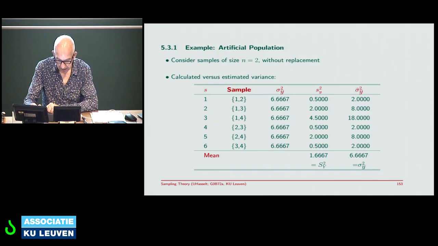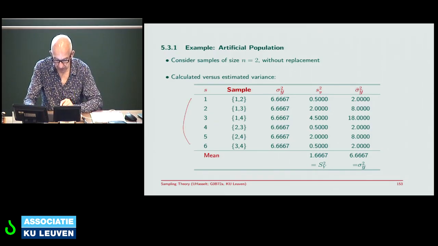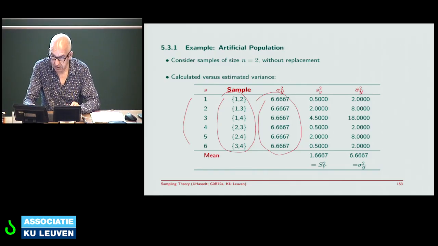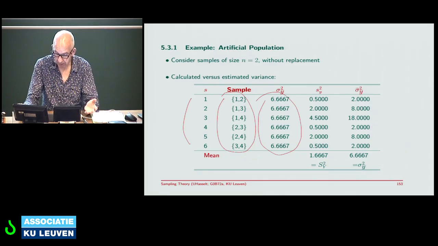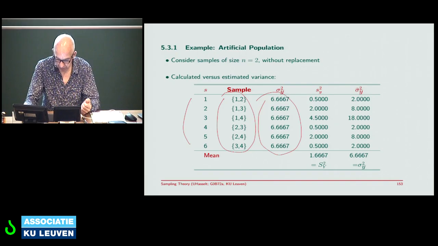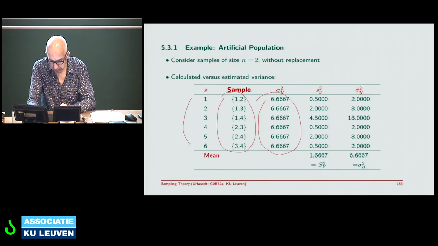Take a sample of size 2 from the artificial population. That's easy to do without replacement. We have only 6 of them. So these are the 6 samples. The calculated variance is 6.6667 all the time, because it only depends on the population, not on the sample. So it's irrelevant that I even put it next to a sample. It's always the same. However, the moment we're going to estimate it, it's 0.5, it's 4.5, 0.5, etc.